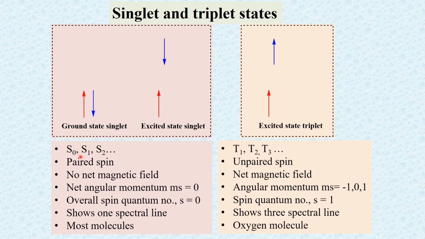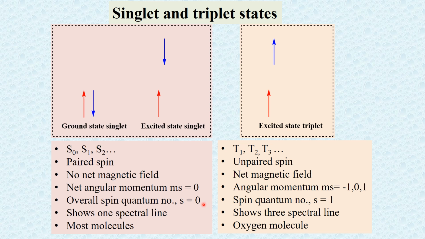These are shown by S0, S1, S2 for the ground singlet state, the first excited, and the second excited singlet state. It does not have T0. Singlet has paired spin but triplet has unpaired spin. Here there is no net magnetic field because the magnetic fields of the electrons cancel each other out. And in a triplet state there is a net magnetic field. In a singlet state there is no net angular momentum. Here there is a net angular momentum.